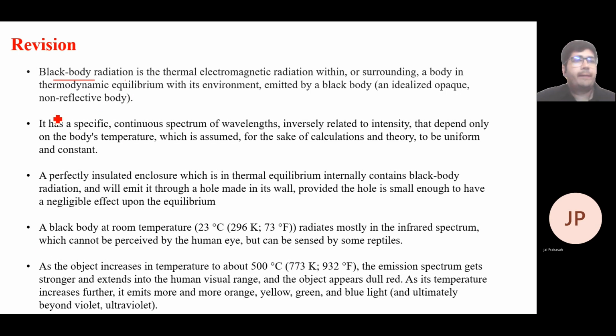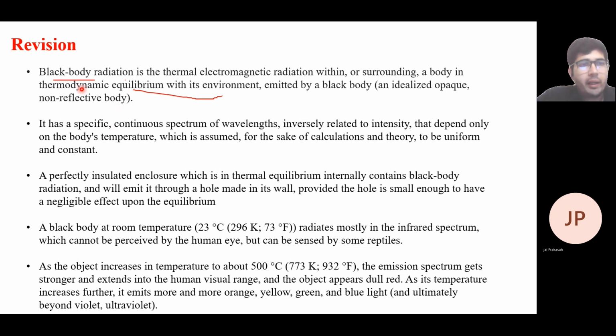Black body radiation is thermal electromagnetic radiation within or surrounding a body in thermodynamic equilibrium with its environment, emitted by a black body. A black body is basically an idealized opaque or non-reflective body. It will not transmit any rays, and it does not reflect. Basically, a black body will absorb all the radiation.